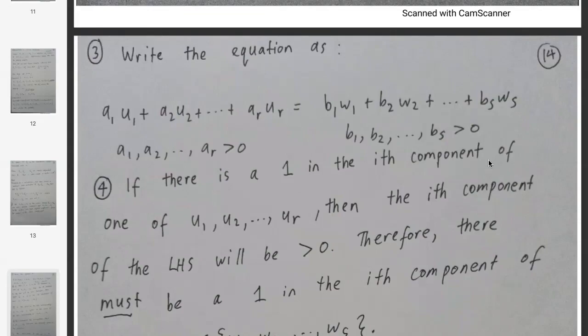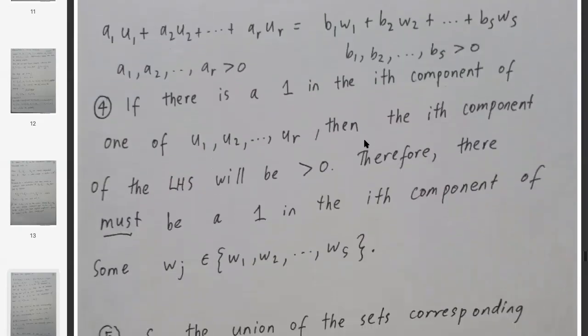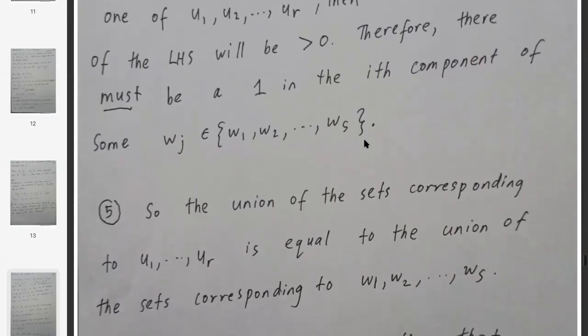Okay, so that shows that if there is some element in the union of the sets corresponding to the LHS, then that element is also in the union of the sets corresponding to the RHS. Okay. So that's what I've written.